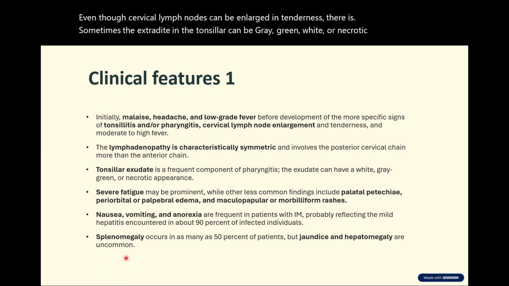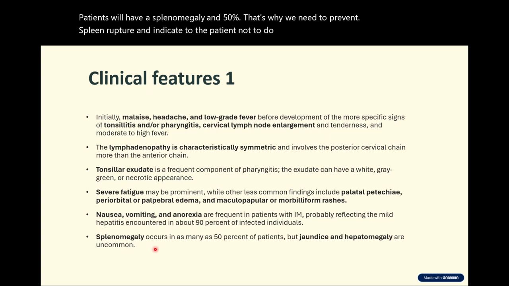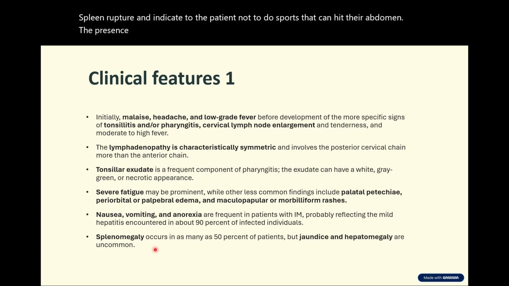Patients will have splenomegaly in 50%. That's why we need to prevent spleen rupture and indicate to the patient not to do sports that can hit their abdomen. The presence of jaundice and hepatomegaly is considered a rare complication.